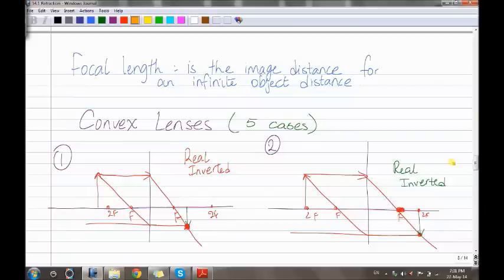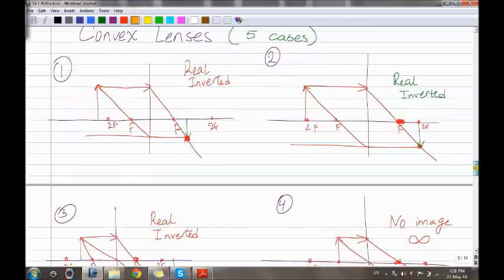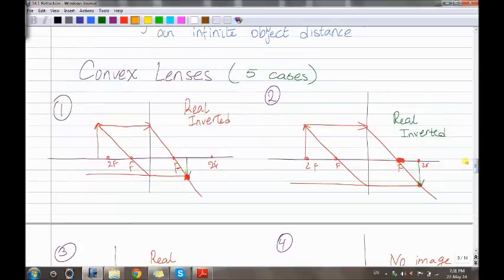Now the focal length is the image distance for an infinite object distance. Let's start first with the convex lenses and their 5 cases. So we have 2f and f, and this is the center. The first case is before the 2f, so we'll draw the object here, and then we'll draw a parallel line. It will refract here through the focal point and then to here.